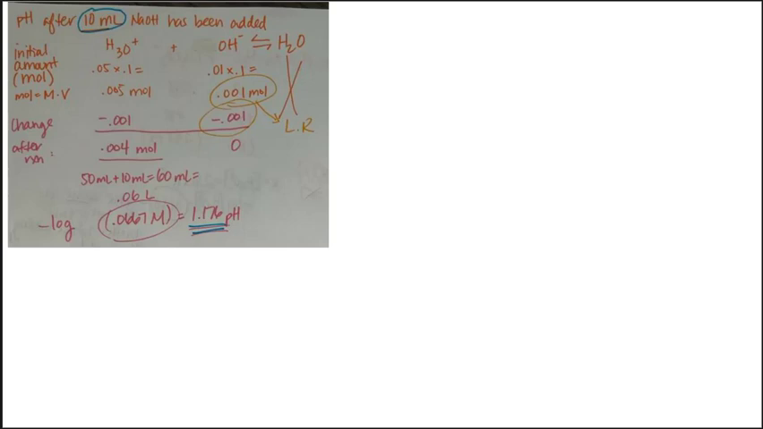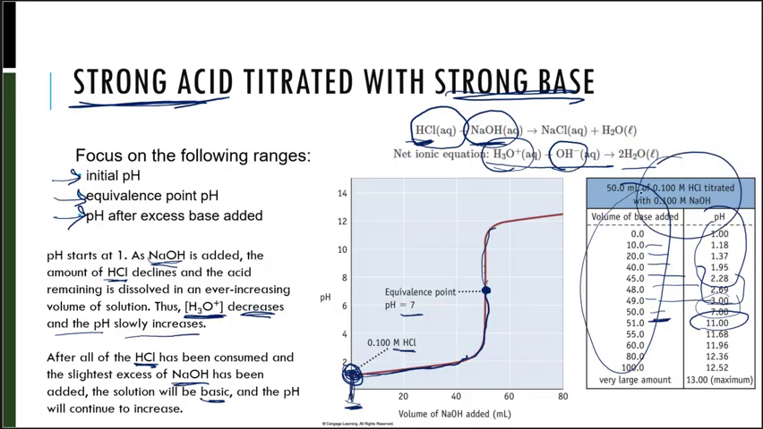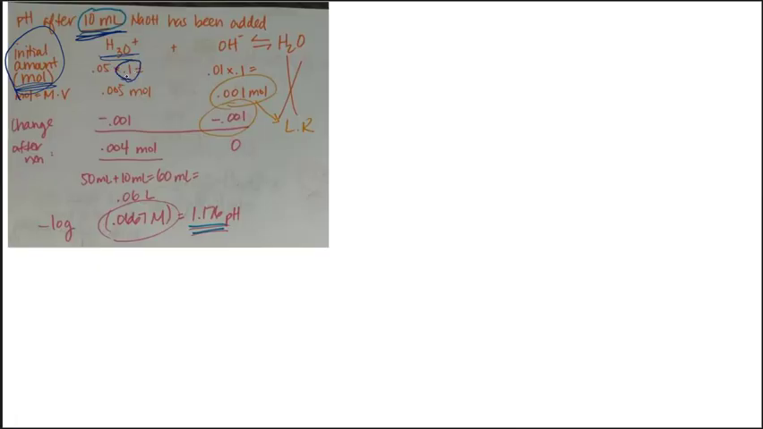Let's find the pH after I add 10 milliliters of sodium hydroxide to my hydrochloric acid. We need to do the stoichiometry to figure out our initial amount of moles. So I'm going to look at my hydronium ion concentration. I know that I have 0.1 molar HCl and 0.1 molar NaOH, and I had 50 milliliters of HCl.